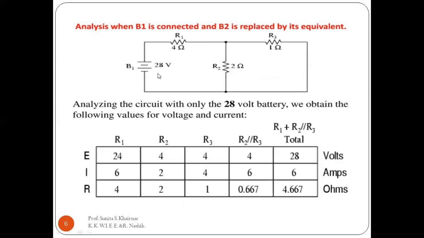We will find the equivalent resistance of the circuit. See, the current will flow in this way. So R2 and R3 are in parallel, and this parallel combination is connected in series with the 4 ohm resistor. So what is our equivalent resistance? That equivalent resistance will be calculated like this and it becomes 4.667. So these are the values of EMF, current and resistance across each of R1, R2, R3. This is only when this B1 20 volt battery is in the circuit.